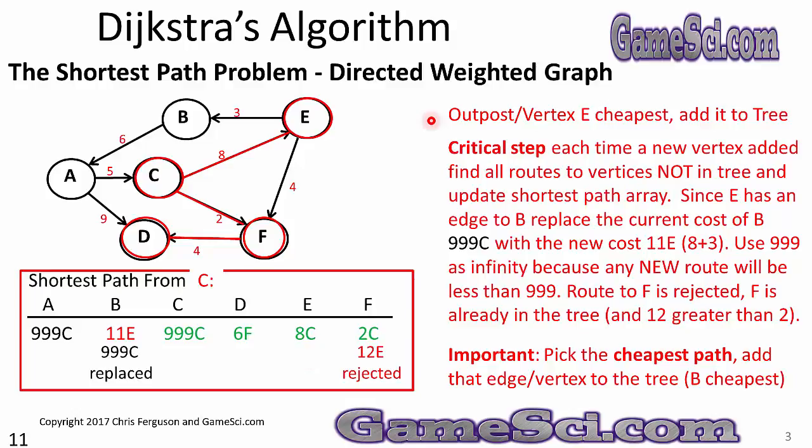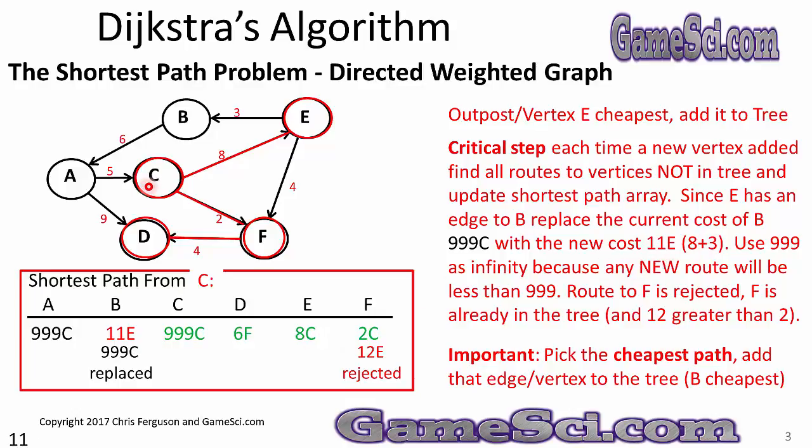Outpost, vertex E is the cheapest. Add it to the tree. Critical step: each time a new vertex is added, find all routes to vertices not in the tree and update the shortest path array. Since E has an edge to B, replace the current cost of B, the 999C, with the new cost of 11E.